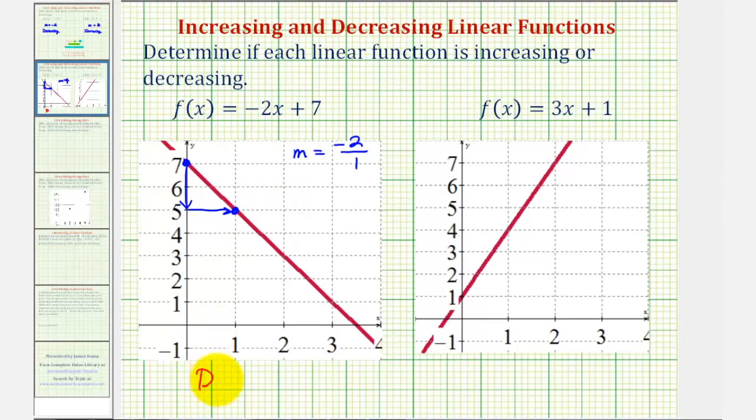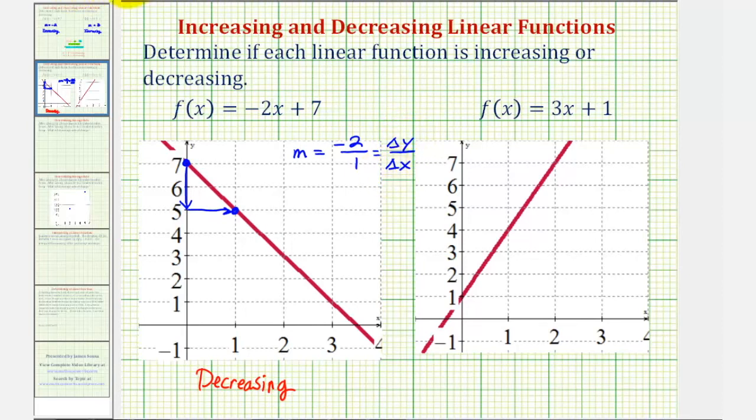So notice how, as we move from left to right, the graph goes downhill, and therefore the linear function is decreasing. We can also say that as x increases, y decreases, or using our slope, notice that y decreases by 2 every time x increases by 1. We know this because we have a negative 2 in the numerator and a positive 1 in the denominator. And remember, the slope of a line is the ratio of the change of y to the change of x. Or we could also say the change in the function value to the change in x.